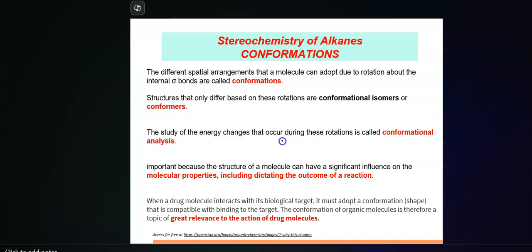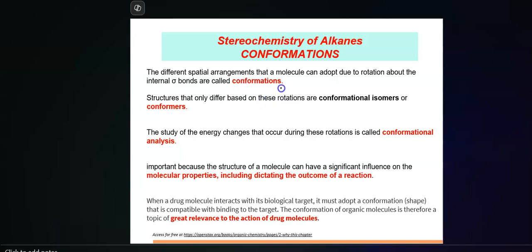And conformation, we talk about conformation when there are different arrangements of atoms due to free bond rotation. So that is what is called conformations. Carbon-carbon single bonds can freely rotate along the sigma bond axis, and the different arrangements that are obtained are called conformations.